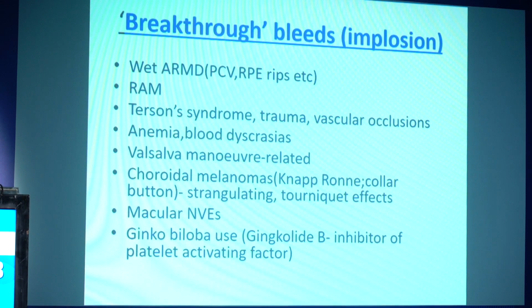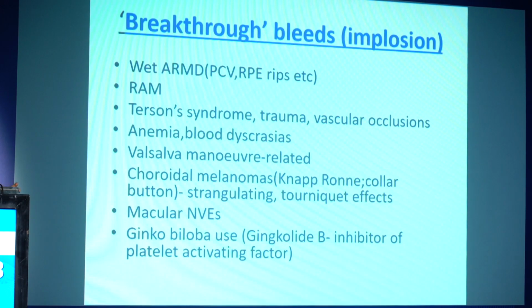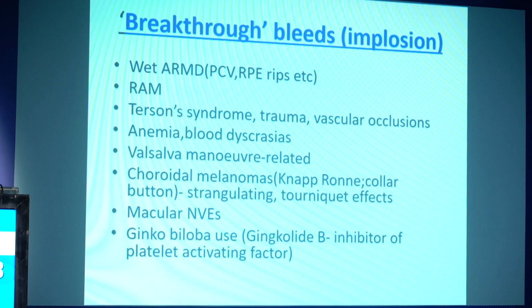Then choroidal melanomas, particularly the collar button type, where the strangulation or the tourniquet effect at the level of Bruch's membrane causes the surface of the tumors to be congested, and then they can bleed. Rarely, macular NVs from vein occlusions or PDR.